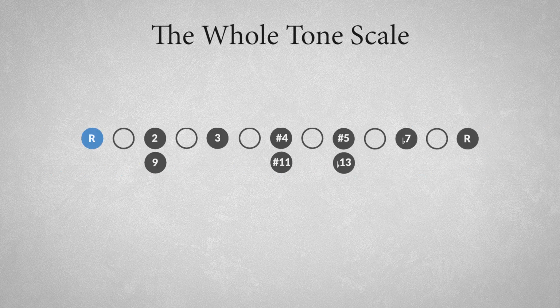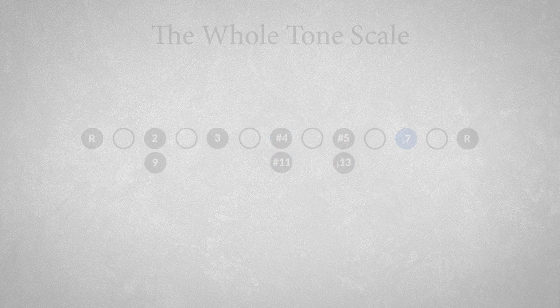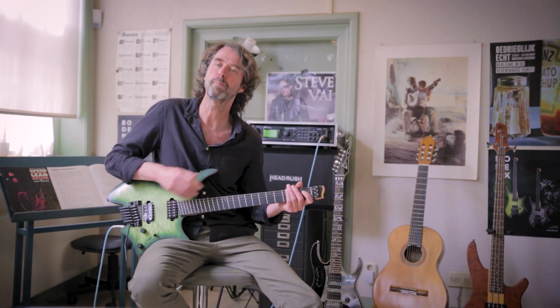Harmonic degrees in this scale are the tonic, the major 2nd or the 9th, the major 3rd, the augmented 4th or sharp 11th, the augmented 5th or flat 13th, and the minor 7th. The scale sounds like this over a plain dominant chord.